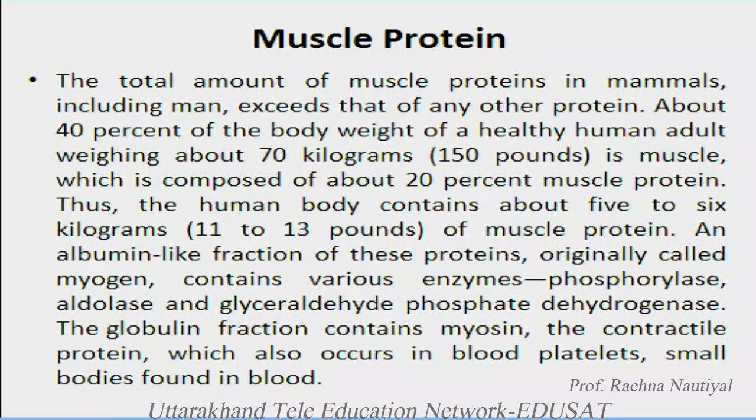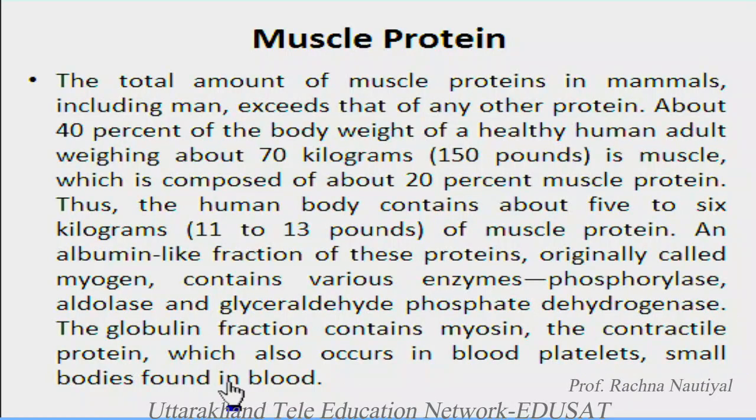So this is the composition, the part which plays a role in the weight of a healthy human adult: the 40% of the 70 kilograms of a human adult, of which about 20% is muscle protein. Thus, the human body contains about 5 to 6 kilograms of muscle protein.